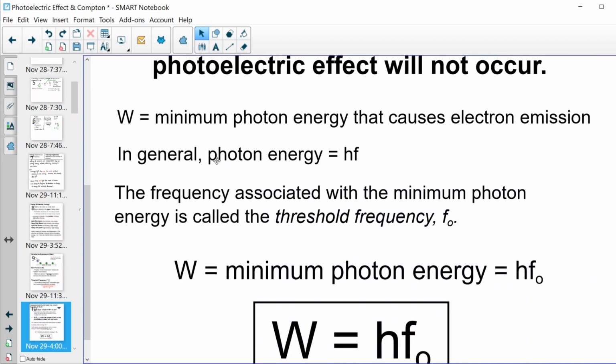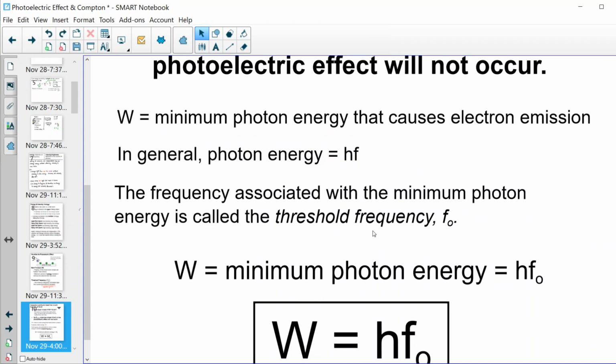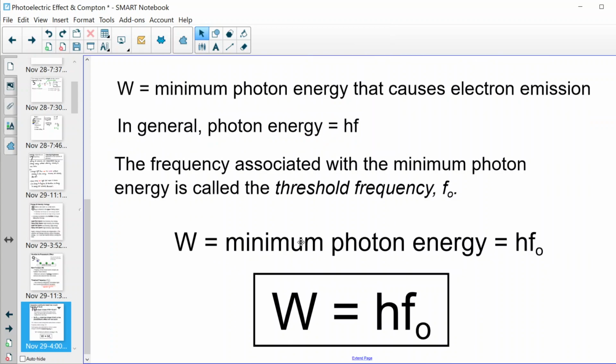So remember, photon energy is hf. If we say W is the minimum photon energy, then we can calculate that by doing hf, but it's not just any f, it's specifically the threshold frequency. So W is equal to h, which is Planck's constant, times the threshold frequency, f0.